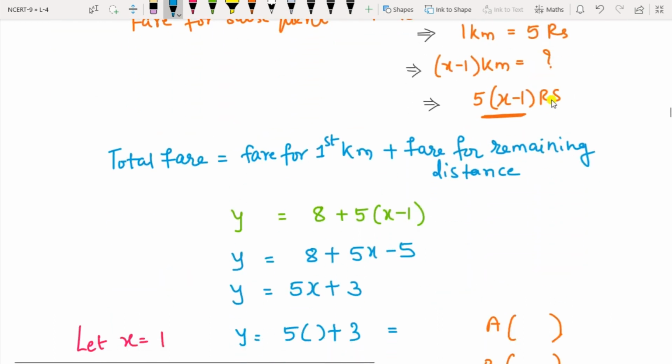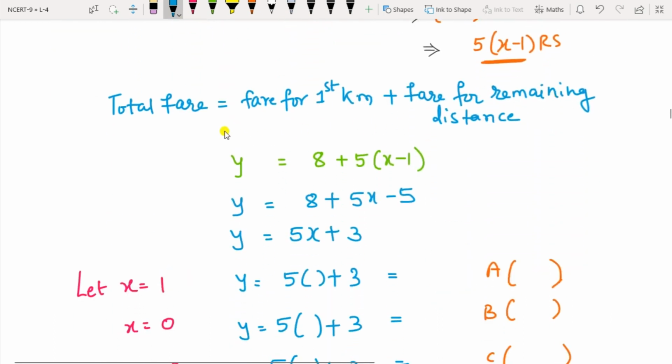So you have to write the equation now. Total fare equals fare for the first kilometer plus fare for the remaining. So total fare is y, fare for the first is 8, for the remaining it is 5 into x minus 1. Solve this equation, you get y equal to 5x plus 3.